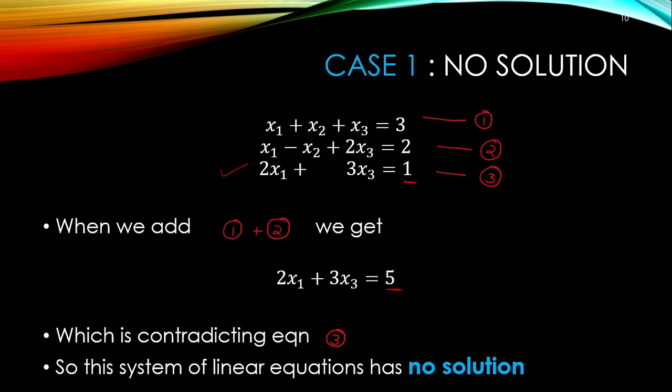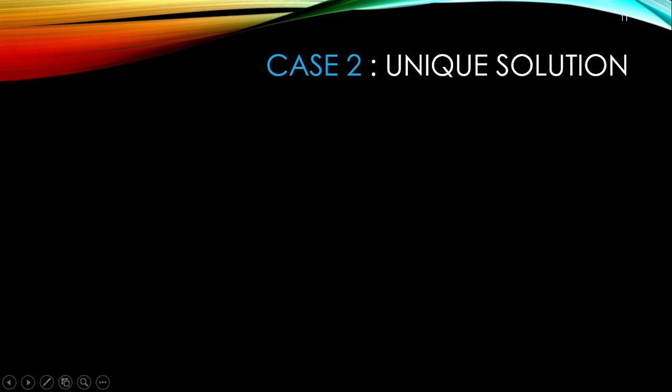So when we get these kinds of contradicting equations, we can say that this set of equations will not have any solution. So there is no solution for these three equations. If we consider these three as a set of linear equations, it has no solution, because we got a contradicting equation.